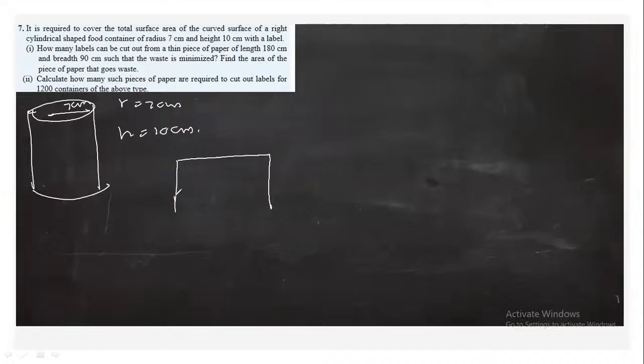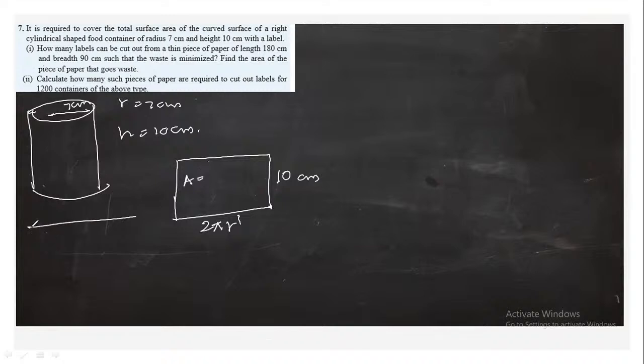A label, when we cut and open it, is really a rectangle, no? Then the height should be 10 cm, and the length is equal to the circumference, 2πr, right? Using the given radius, we can find how many labels can be cut out from a thin piece of paper of length 180 centimeter and breadth 90 centimeter.